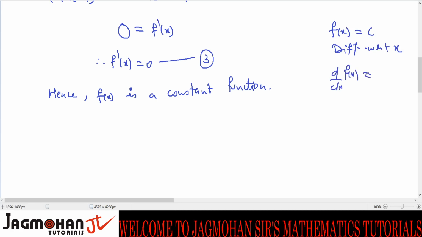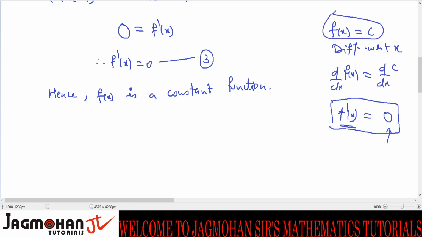On the right hand side you will get d by dx of c. So d by dx of c is 0. And what is d by dx of f of x? F dash x. So remember students, if you are getting f dash x as 0, it means the function f of x was a constant function. The function f of x was not having any x on the right hand side. It did not depend on x. It was independent of x.